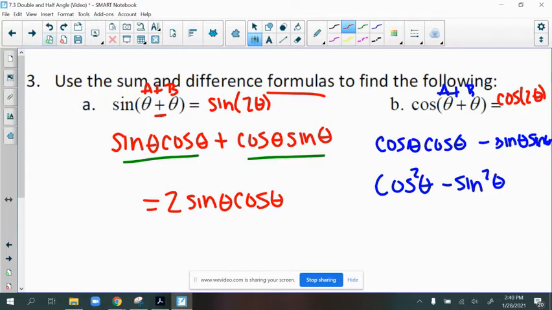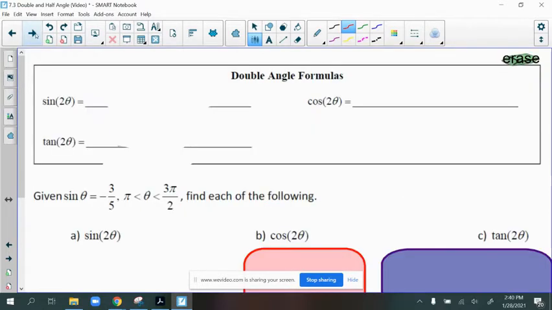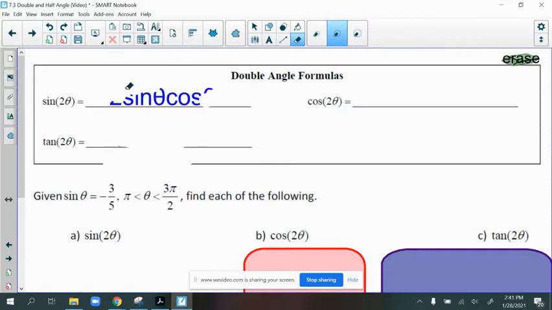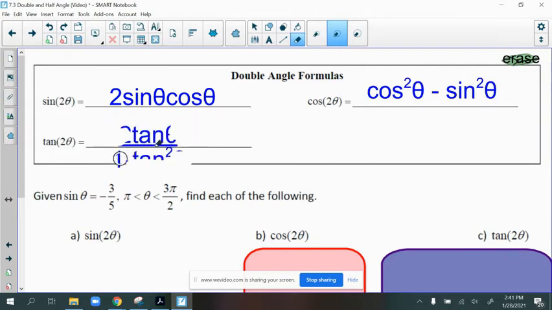Okay, so here are the formulas, and I'd like you to pause the video and write these down. Okay, this is the sine one. We just proved it. And if you ever forgot it, you could easily derive it like we just did. Okay, here's the one for cosine, and then here's the one for tangent. Okay, so take a second, pause the video, and write those down.